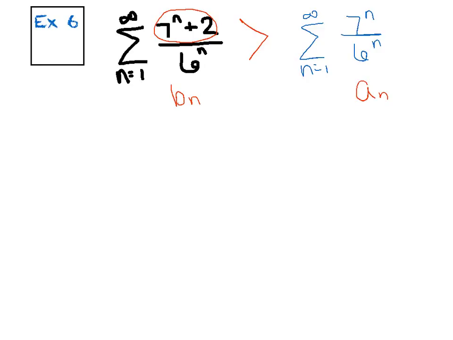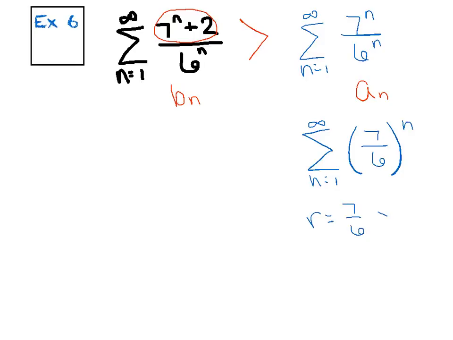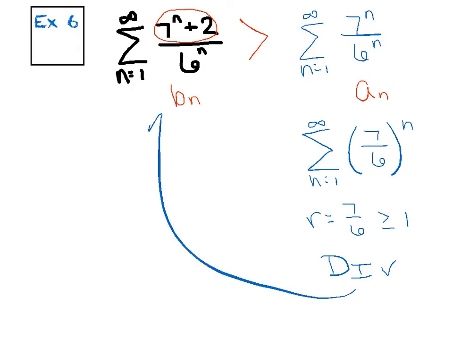I want you to feel comfortable rewriting this blue one as 7/6 to the n, okay? I want everybody to feel extremely comfortable doing that, knowing that that is a legal move. You now have a geometric series with an r value of 7/6, which is certainly greater than or equal to 1. Because of that, it diverges. And the direct comparison test says if the smaller series diverges, then the sum of the bigger series, or the terms within that series, also diverges, according to the direct comparison test.